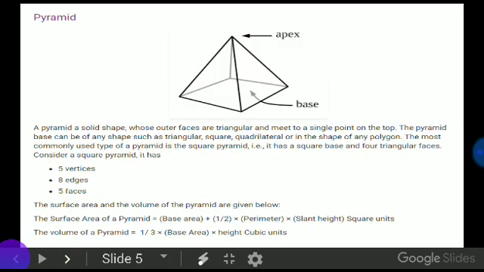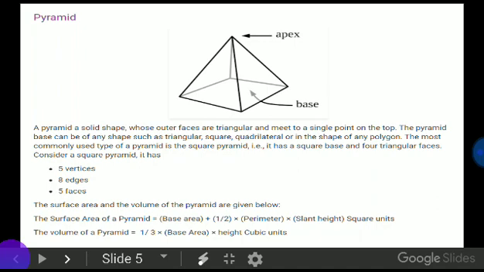Now pyramid. What about pyramid? It is also a solid shape whose outer faces are triangular and meet at a single point on the top. The pyramid base can be of any shape such as triangular, square, quadrilateral, or any polygon. The most commonly used type of pyramid is the square pyramid, that means having a square base. It has 5 vertices, 8 edges and 5 faces. How can we find the volume? It is 1/3 into base area into height cubic units.